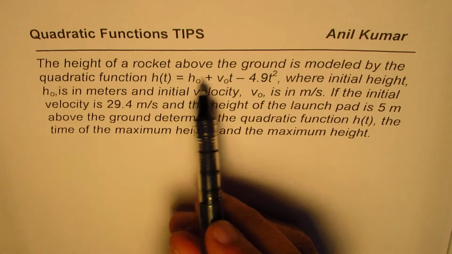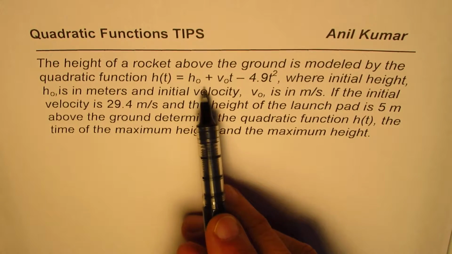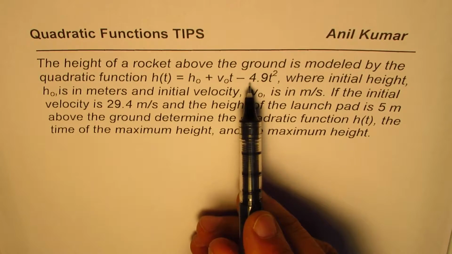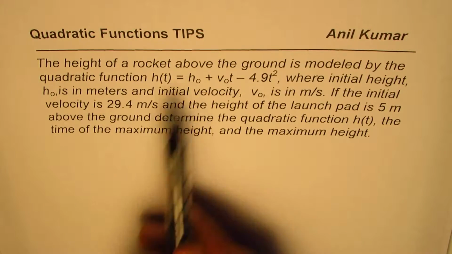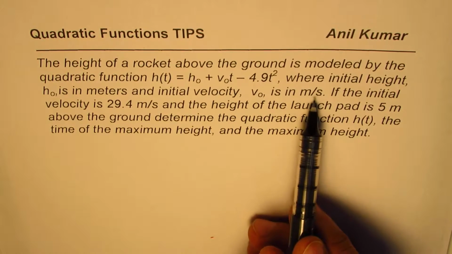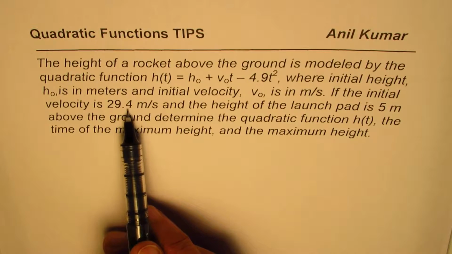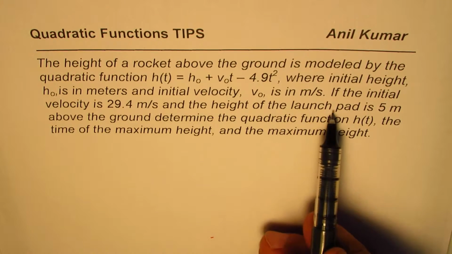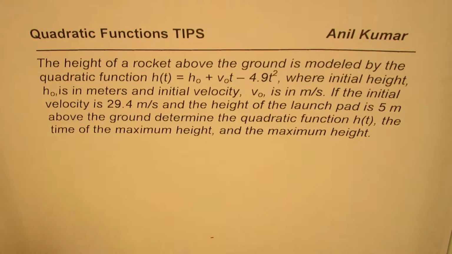Here is an application question on quadratic functions. The height of a rocket above the ground is modeled by the quadratic function h(t) = h0 + v0t − 4.9t², where the initial height h0 is in meters and the initial velocity v0 is in meters per second. If the initial velocity is 29.4 meters per second and the height of the launch pad is 5 meters above the ground, determine the quadratic function h(t), the time of maximum height and the maximum height.